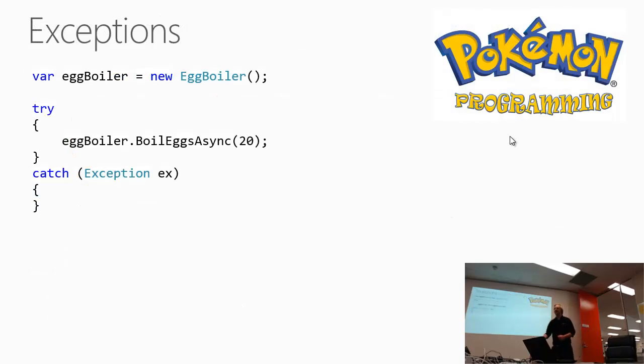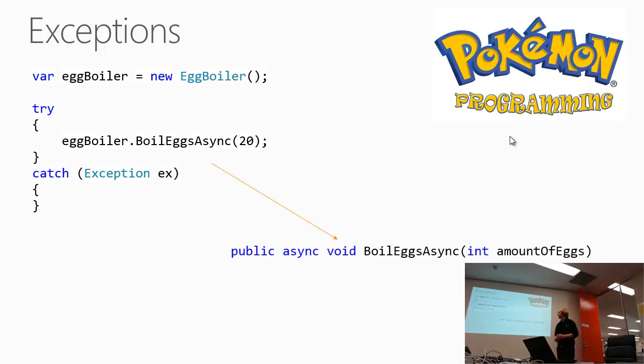So let's talk about PPP, which is Pokemon Programming Principle. So we create an egg boiler here. We're going to catch them all. We're going to catch all the exceptions inside this block here. However, there's a problem here. Our asynchronous method is marked as async void.